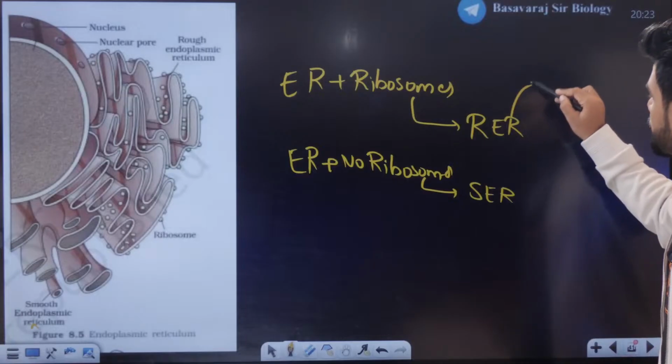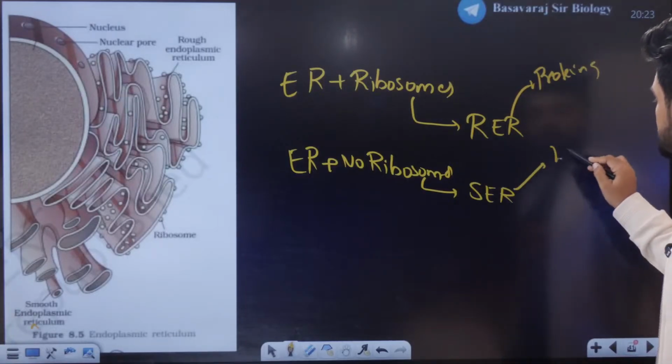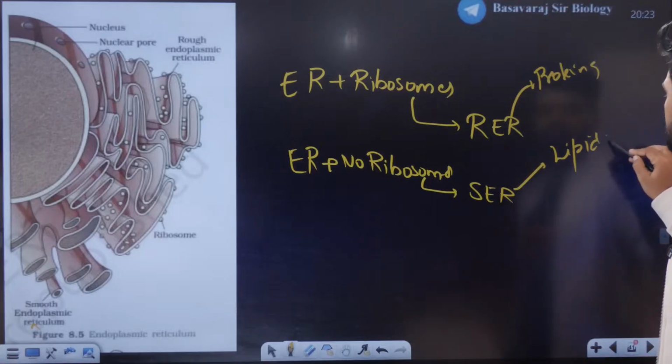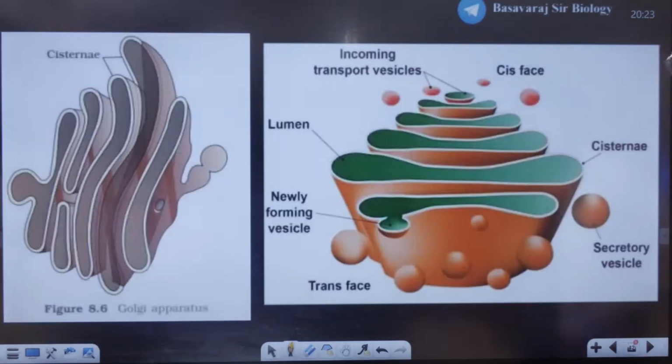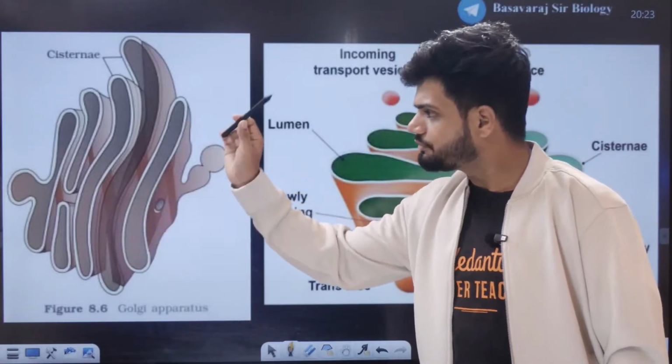Rough ER produces proteins. Smooth ER produces lipids and also certain hormones. Lipids and hormones. Okay. Now this is a typical example of Golgi, but very difficult to understand.